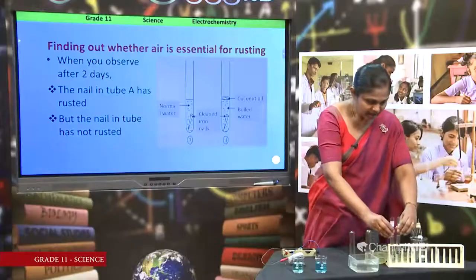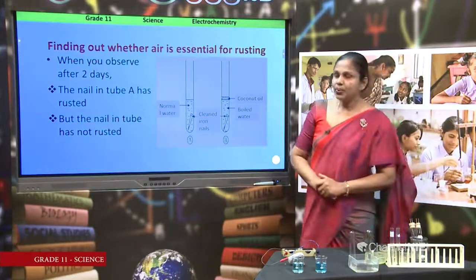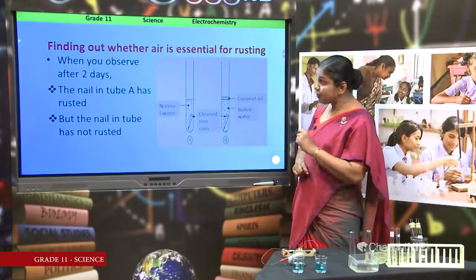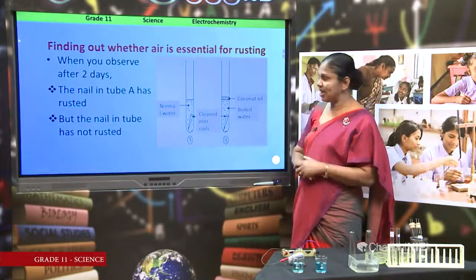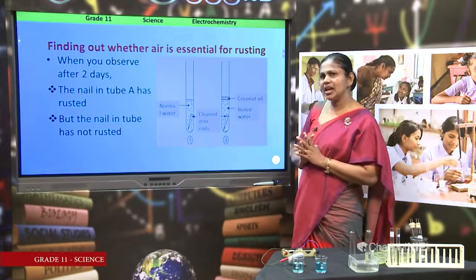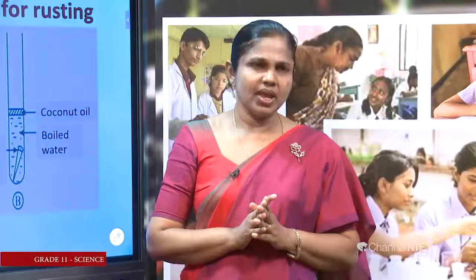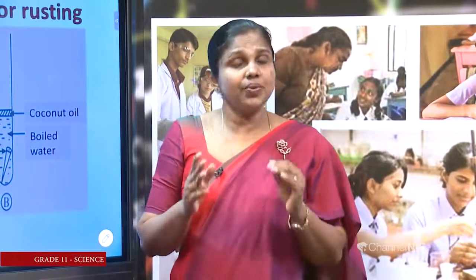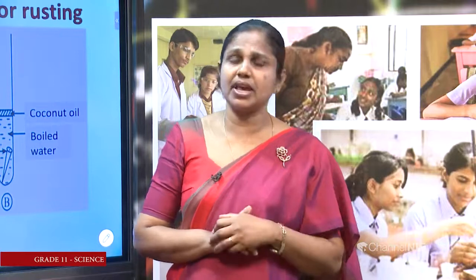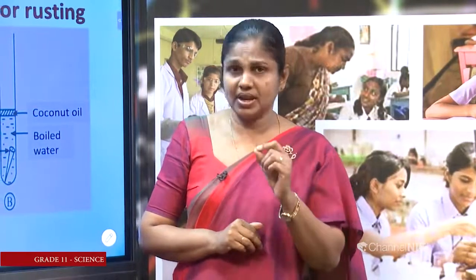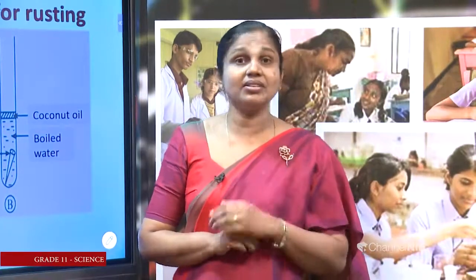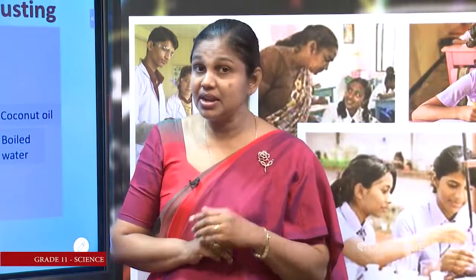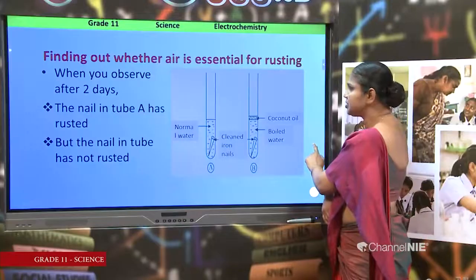Then we'll see whether water is needed for rusting. Before that, children, I must tell you one more thing. Right now in this activity we said that air is essential for rusting. Air means a mixture of gases, right? So, which component in air is essential for rusting, children? Actually, which component? Now, there is another activity to see which component in air is needed for rusting. Okay, right. Let me show that.